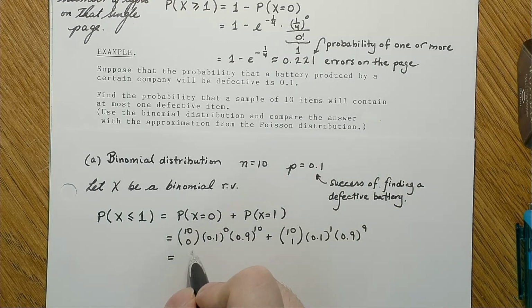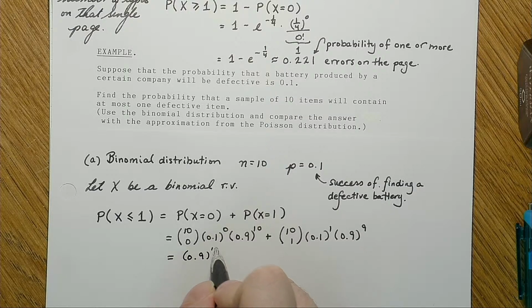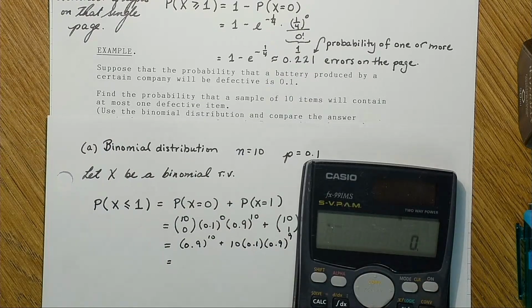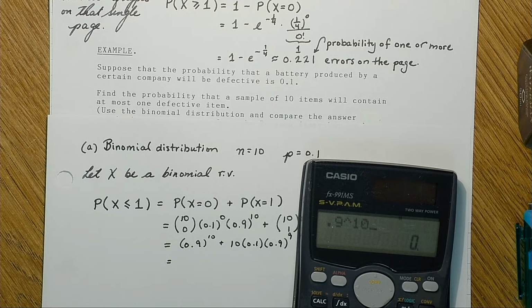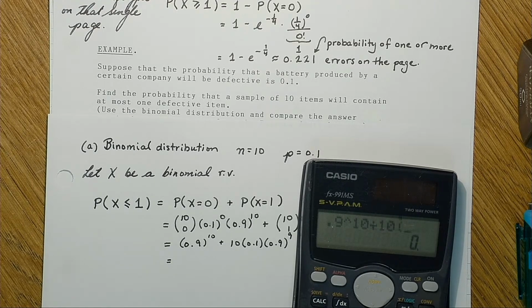10 choose 0 is 1. 0.1 to the 0 is still 1, so you're left with 0.9 to the 10. Plus 10 choose 1 is 10, times 0.1 times 0.9 to the 9th. And so I can quickly check 0.9 to the 10 plus 10 times 0.1 times 0.9 to the 9th. Perfect.